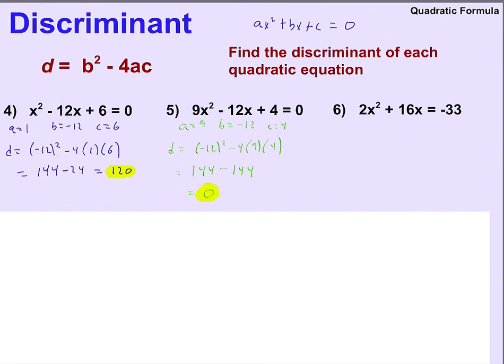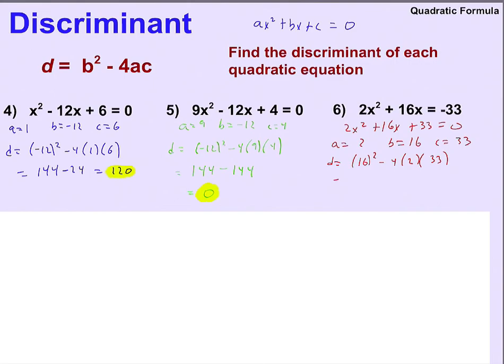And then the last one, notice you've got to be careful here. The a, b, and c, it's got to be equal to 0. The a, b, and c need to be by themselves. So we do need to adjust this one just a little bit. Move that 33 over before identifying the a is 2, the b is 16, and the c is 33. But once we've moved that over, made sure that the sign of everything is right, we can do b squared minus 4 times a times c.